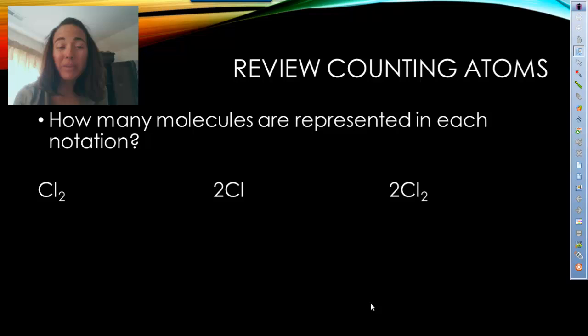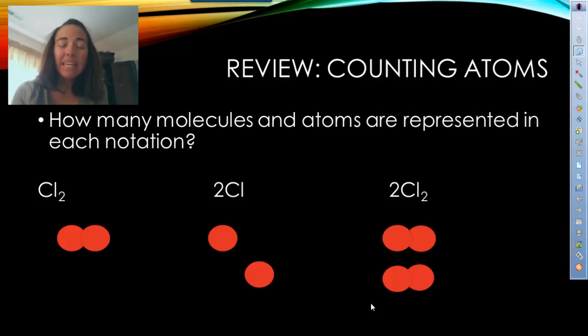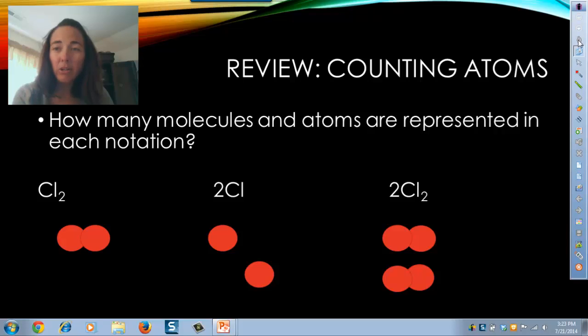Okay, here we go. In the first one, you see that the notation is Cl2. And what that means is that there are two chlorine atoms, and that makes one molecule. When you look at this middle one, it's written with a coefficient of 2 Cl's. So that's actually two chlorine atoms together, just in a beaker or a test tube.